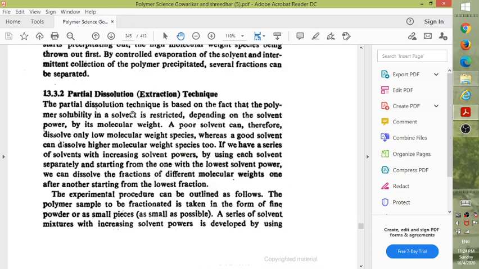Okay, so now there is a problem. In this PDF there is a page missing, so we have to use the book now.